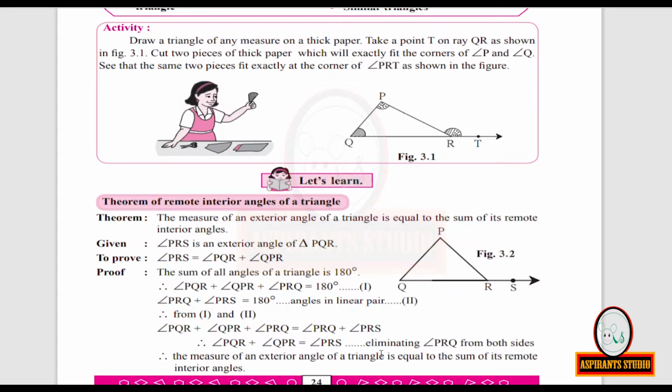You have to write the reason: eliminating measure of angle PRQ from both the sides. Then the final, we have proved it. So you write the final statement. Hence, we have proved that the measure of an exterior angle of a triangle is equal to the sum of its remote interior angles. Hence, we have proved the theorem of remote interior angles of a triangle.